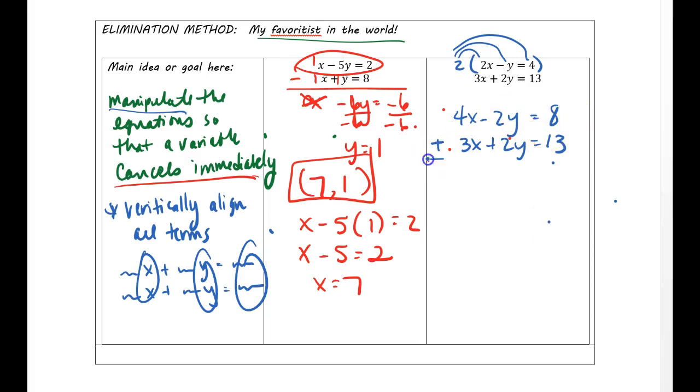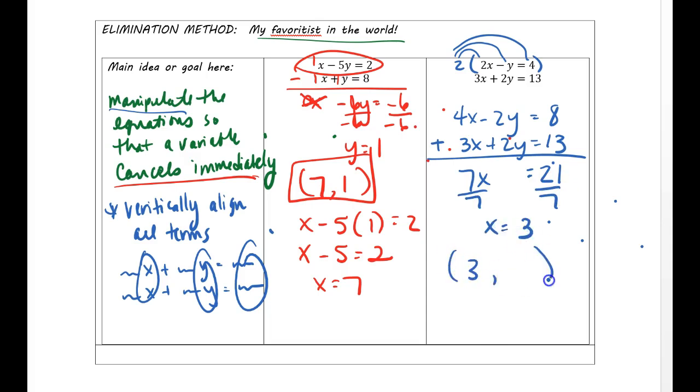If I add these two equations together, what's going to happen? Well, the y's are going to cancel because a positive 2 and a negative 2 added together make 0. So those are gone. I need to add these together and I'll have a 7x. Add these together and I'll have, what is that, a 21? Yeah, 21, okay? So if 7x equals 21, now I divide by 7, and x equals 3.